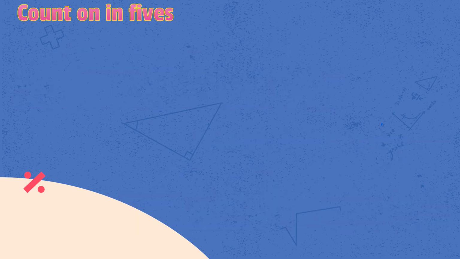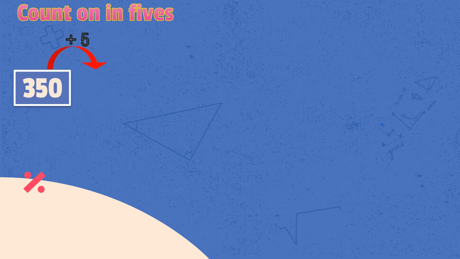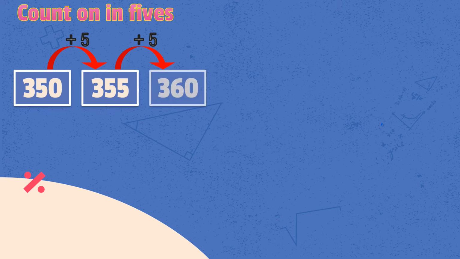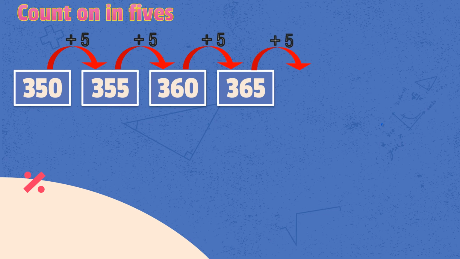Let's try another example. If the instruction tells you to count on 5, let's say I give you 350. So if you count on in 5, you add 5 becomes 355. Then add another 5 becomes 360. Add another 5 becomes 365. Add another 5, this becomes 370.